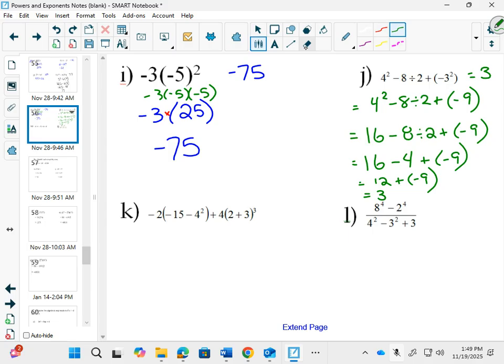I'm now going to type it in. 562. Are we doing K now? Yeah, we're doing K now.